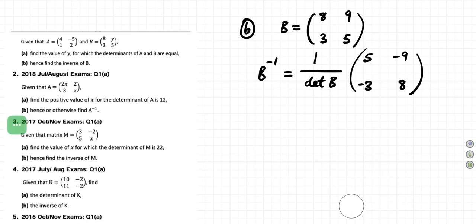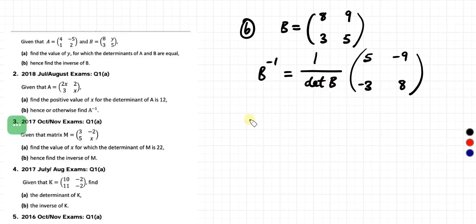So what I've done is I've swapped these elements in the major diagonal, so 5 has come here, 8 has come here, then I've multiplied these two with negative. That's how you do it. So we'll get now the determinant. Here we need the determinant of B. So let's first find the determinant of B here.